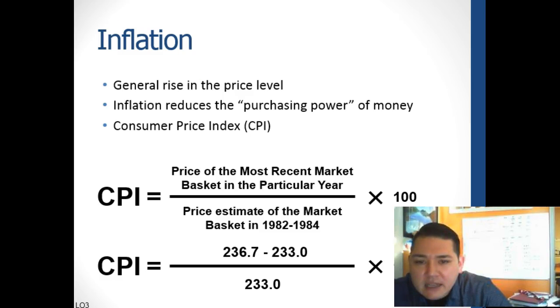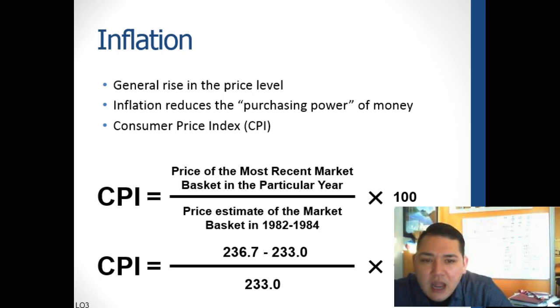Now, this brings us to the next section of the chapter, inflation. Not all prices rise at the same rate, and some prices may stay constant while other prices fall. Reduced purchasing power means that each dollar of income will buy fewer items than before.